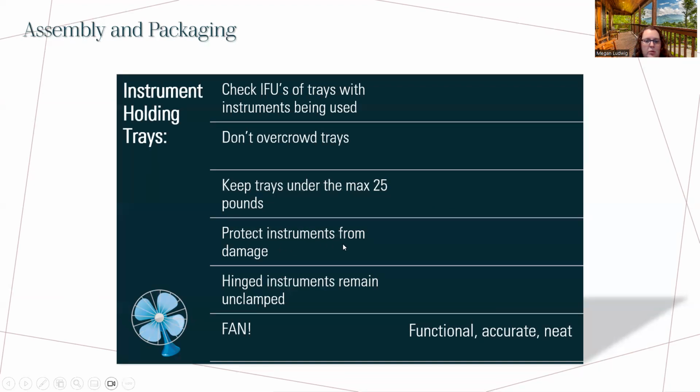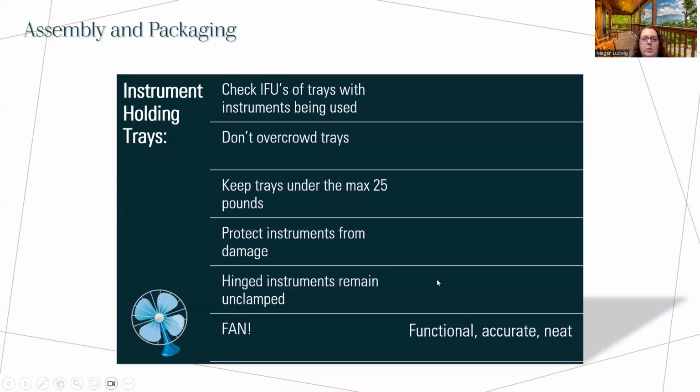And you want to protect instruments from damage. So basically, if you have a tray that has some heavier instruments and maybe some more delicate instruments in the same type of tray, you want to package that in a way that you're not going to damage the delicate instruments. You would put delicate on top, heavier on bottom.